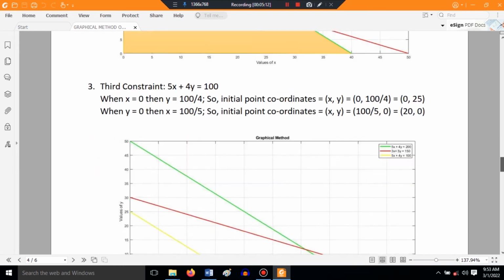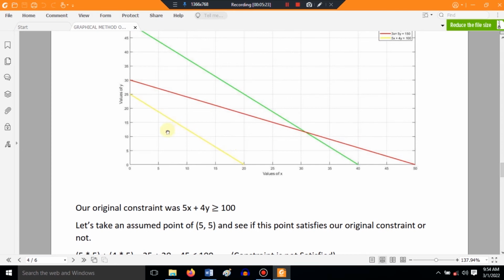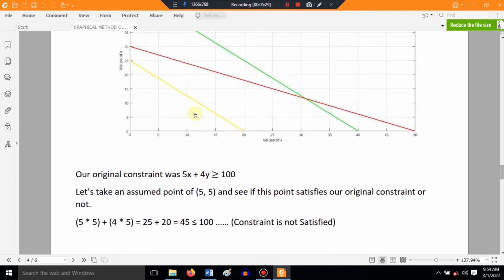Now we will take the effect of the original constraint. The original constraint was 5x plus 4y is greater than or equal to 100. So we will simply take some point either above this line or below this line, and put it into this constraint, and see if this constraint gets satisfied or not. Let's take the same point of (5, 5) and put it into this constraint.